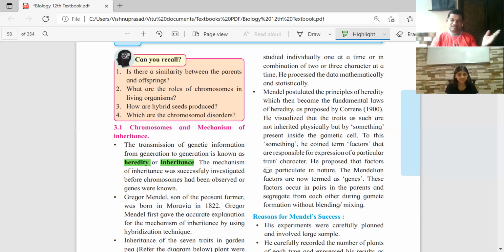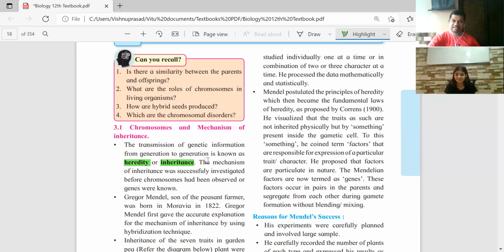But in the case of asexual reproduction, the difference is that only one parent is there. So there is no recombination, no meiosis, no variations created. Variations means differences in the genes. The diversity which is produced in the genes due to this mixing is called variation. So there is no variation that is produced in the case of asexual reproduction.